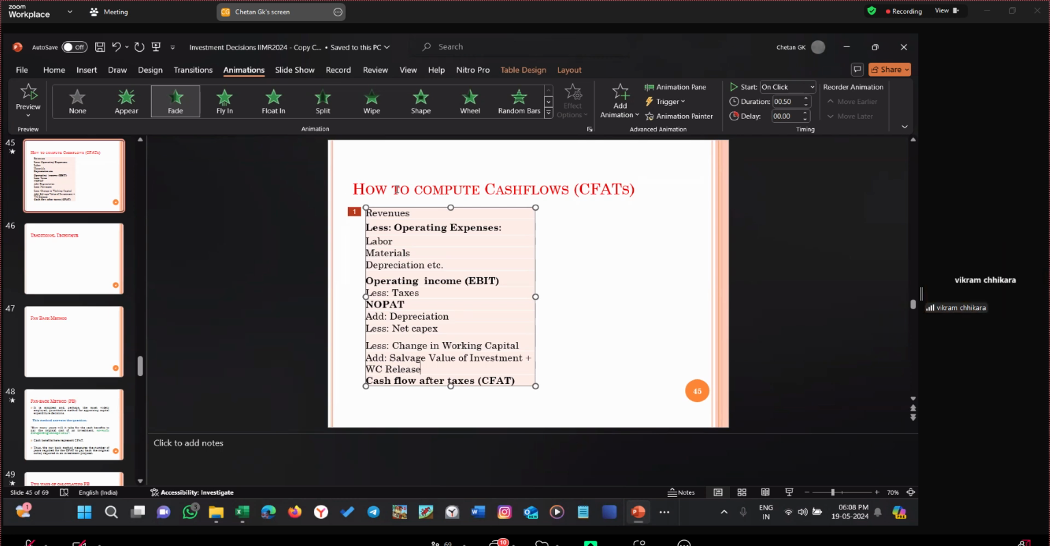Sometimes it happens when the project is over, the entire machinery is released, or you can say replaced. If you want to modify it and use it, then it is not called a scrap value.